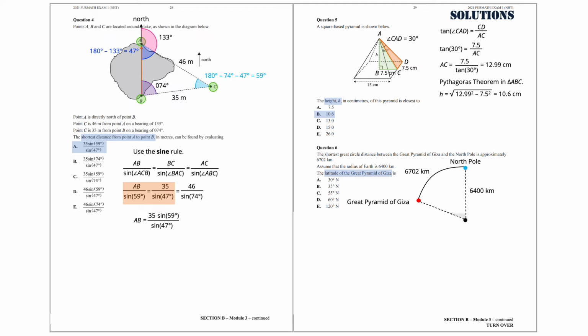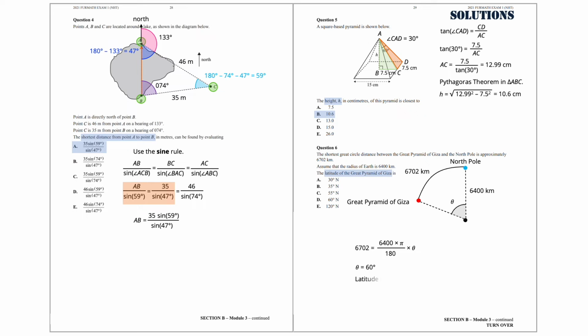We need to calculate the angle at the center of Earth, theta, between the Great Pyramid of Giza and the North Pole. The shortest great circle distance between the Great Pyramid of Giza and the North Pole is 6,702, and this equals the radius of Earth, 6,400, times pi, all divided by 180, times theta. We solve this equation for theta, and we have theta equals 60 degrees.